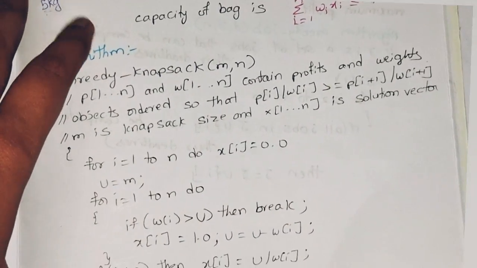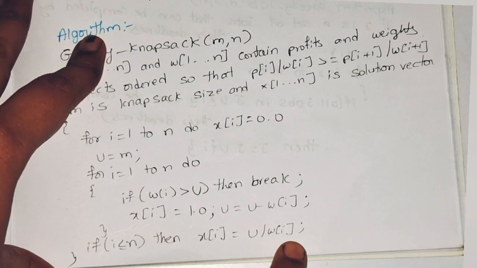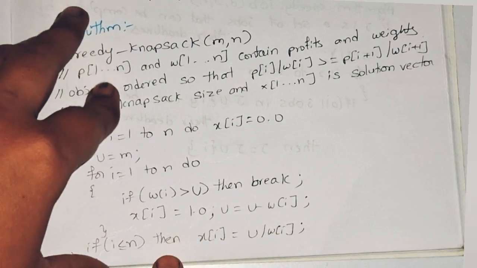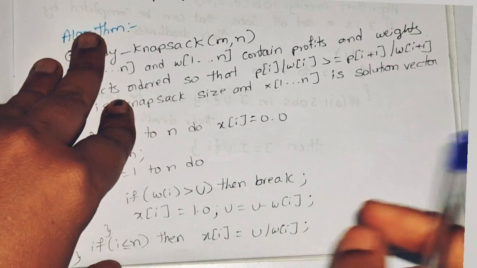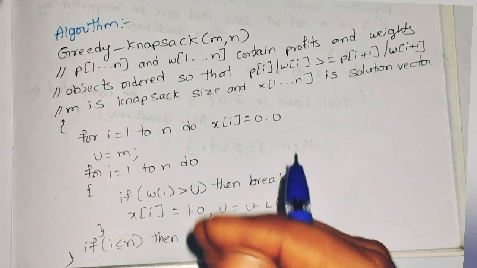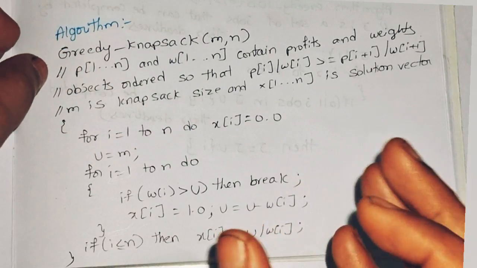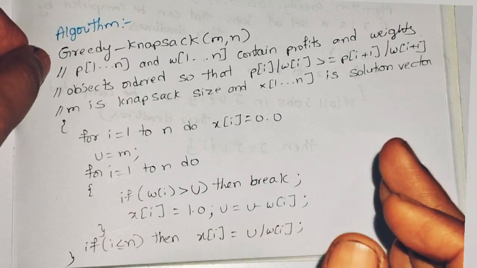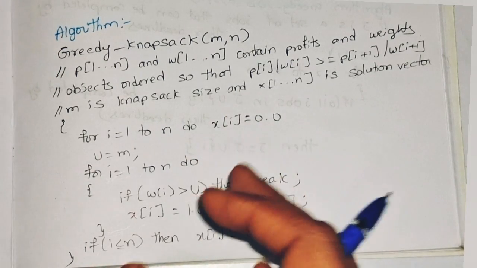So if i is less than or equal to n, then x of i equals u by w of i. That means if the bag capacity is very small, we are not going to add all the vegetables completely into the bag. So we are going to add the fractional part of the vegetables to that bag.